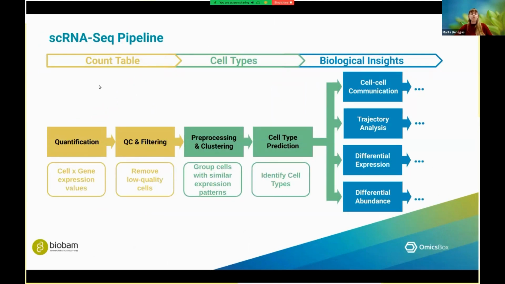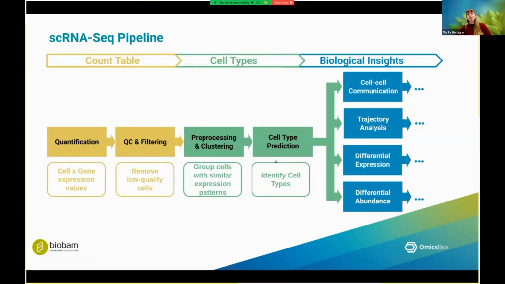But what does a typical single-cell RNA-seq pipeline look like? We will start with the quantification. We will quantify our reads to obtain the cell per gene expression values. Afterwards, we will do some quality checks and filtering to remove those low quality cells. Then we will start with commonly the first analysis step, which is the clustering that tries to identify groups of cells with similar expression patterns, which already will give us some hints about the biology of our dataset.